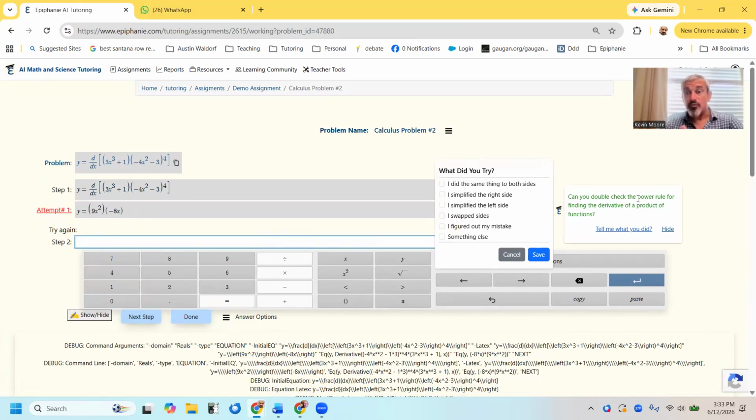There we go. Double check the power rule. It didn't quite have it right here. Derivative product of functions. It kind of had the right advice. We're working on our advice. It's not perfect yet, but the math is right. We know this isn't the right answer, and we got students pointed in the right direction here.